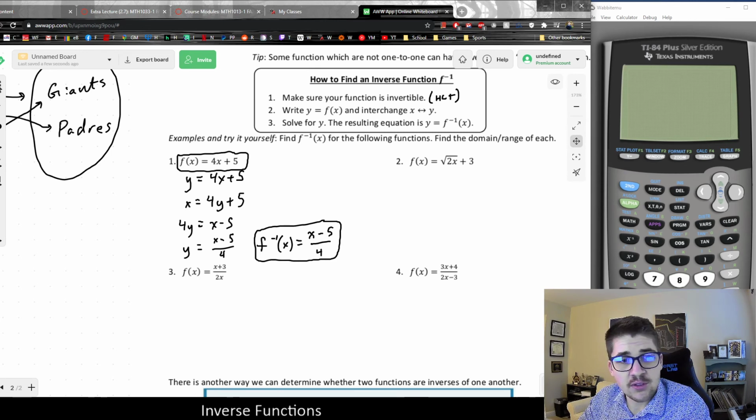In the next video, I'll do another example, and I'll talk a little bit more about how we can use inverse functions, mathematically speaking. And we'll actually continue this more in class this week.